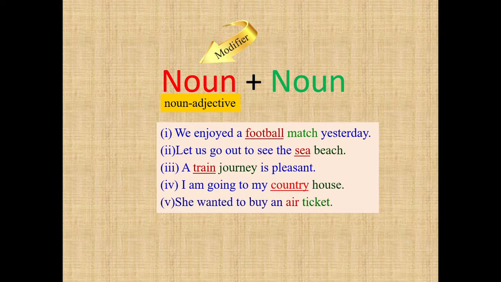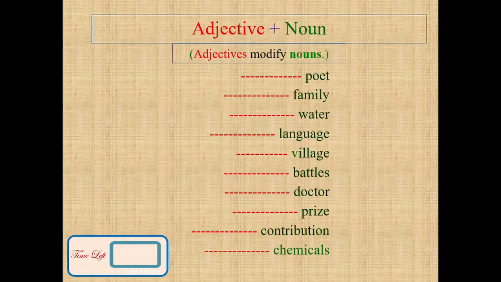Have you tried to fill in the gaps? This way, we can say sea beach. Sea is a noun, beach is another noun. Train journey, bus journey, plane journey. Okay, train is a noun, journey is another noun. Train here is taking the place of an adjective. That's why it will be called a noun adjective. Country house, that means village house. Yacht ticket, bus ticket, train ticket.